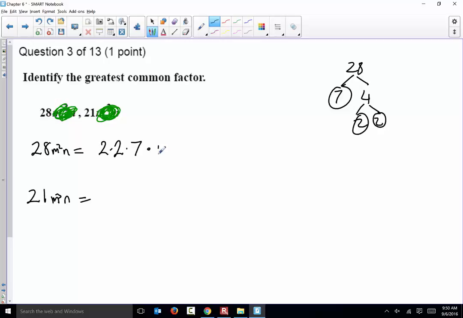Yeah, I will move them here, but instead of m squared, I will split it into each factor m and m, double m, because square means double, right? And n is single already, like that. For 21, I first break 21 into 3 and 7. Can I break 3? No. 7? No. So it is 3 and 7.